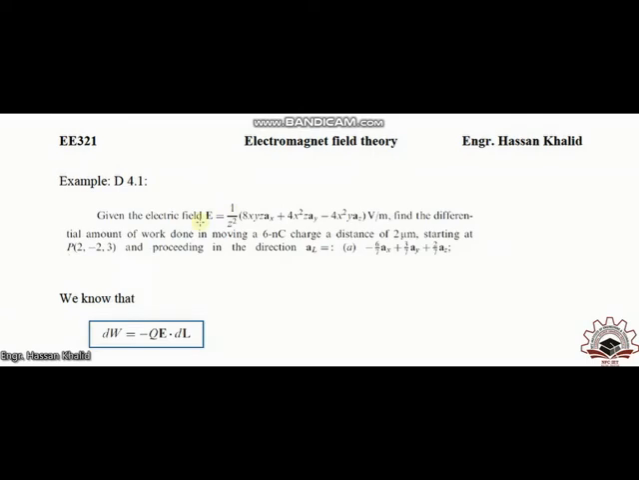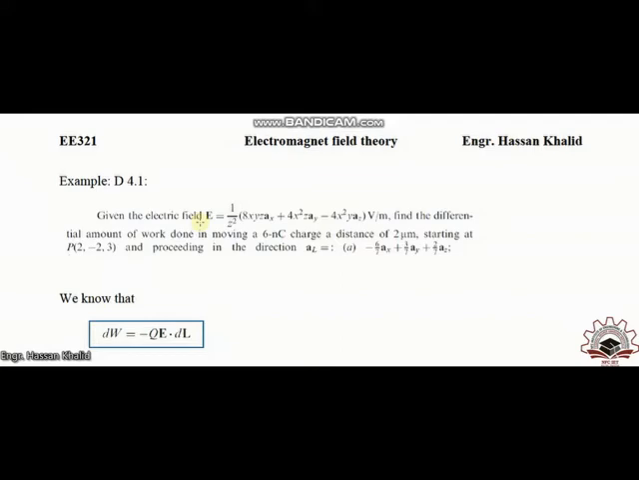Now let us solve an example in order to understand how the concept of work is calculated. According to this scenario, given the electric field E equal to 1 over z squared times (8xyz in the direction of x, plus 4x squared z in the direction of y, minus 4x squared y in the direction of z) volt per meter.